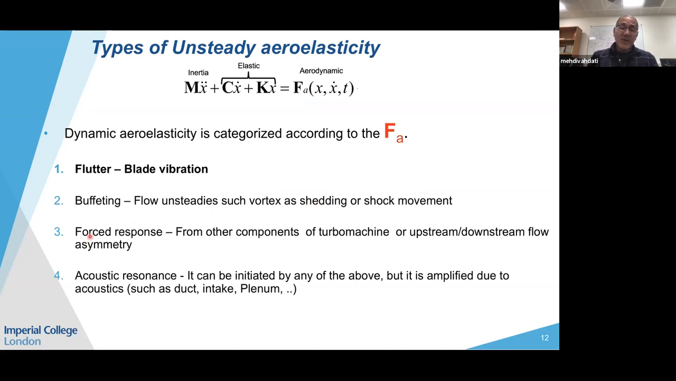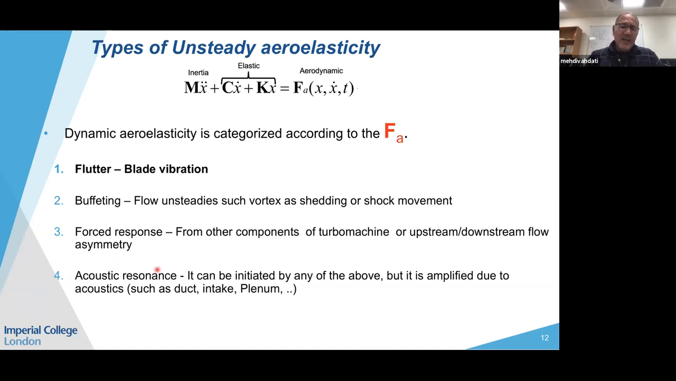The other term that you hear in aeroelasticity quite often is called forced response. And this is from other components of the turbomachine or upstream or downstream flow asymmetry. For example, as the rotor goes past the stator, it would see a stator as a blockage. Consequently, the flow on the rotor changes, creates unsteady forcing, and hence the term forced response.